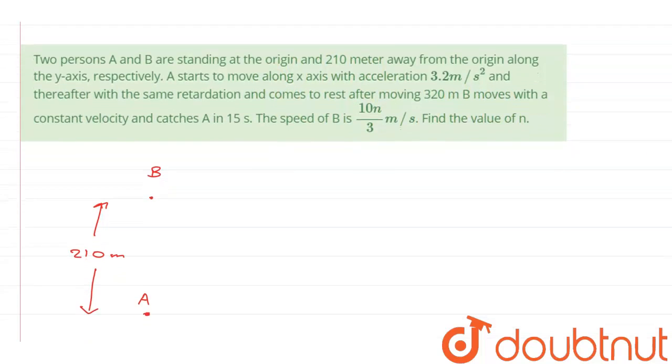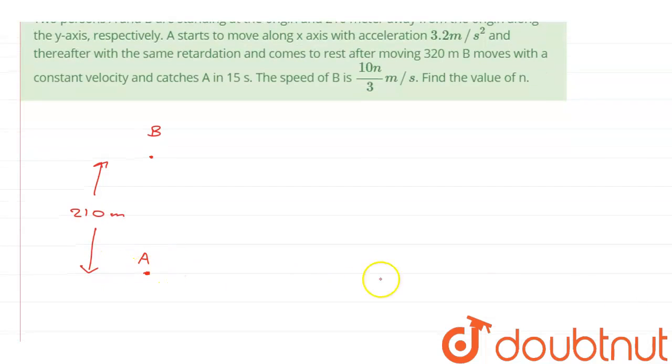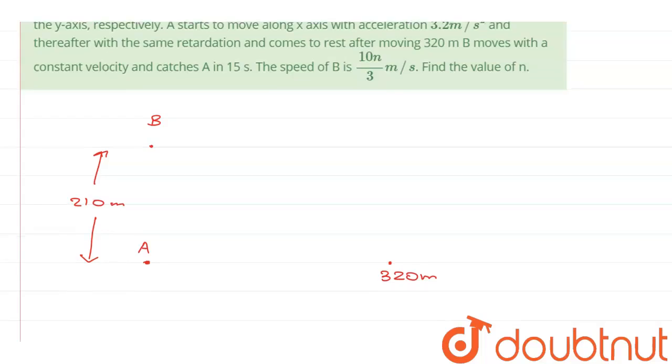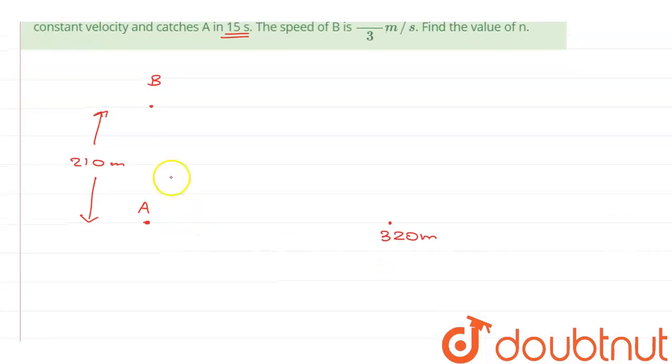So A has moved 320 meters. Now B moves with a constant velocity and catches A in 15 seconds. The speed of B is 10n by 3 meter per second. Find the value of n. So let's try to find out where A was after the time of 15 seconds. So let's say A traveled a distance s1 under the influence of acceleration and a distance s2 under the influence of retardation.